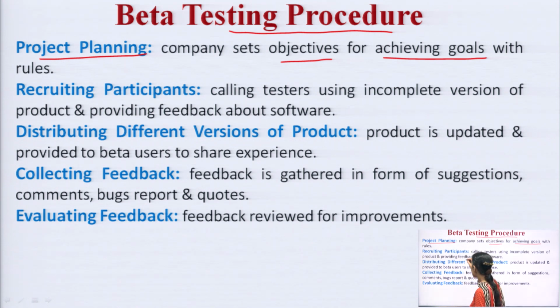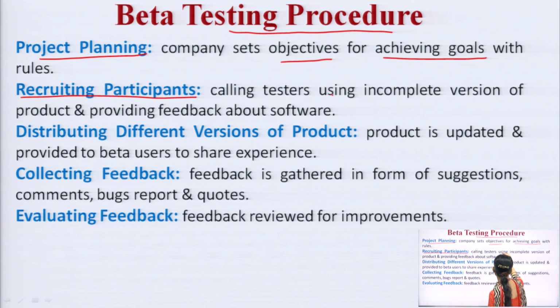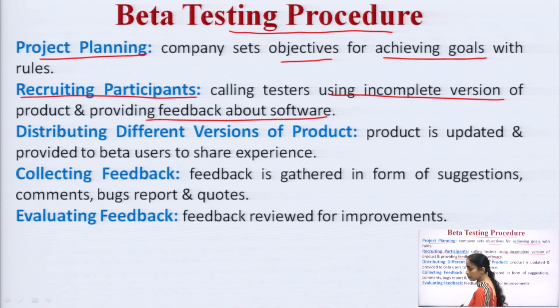So, this says we have to involve many outside testers, calling the testers to use an incomplete version of the product and provide feedback about the software, that is, involving a testing team, recruiting as many testers as possible, so that the incomplete version of the product is tested and the feedback is given to the company from where it is being purchased regarding that software.